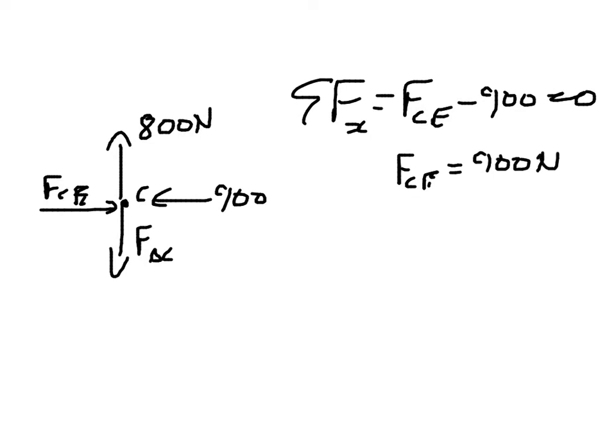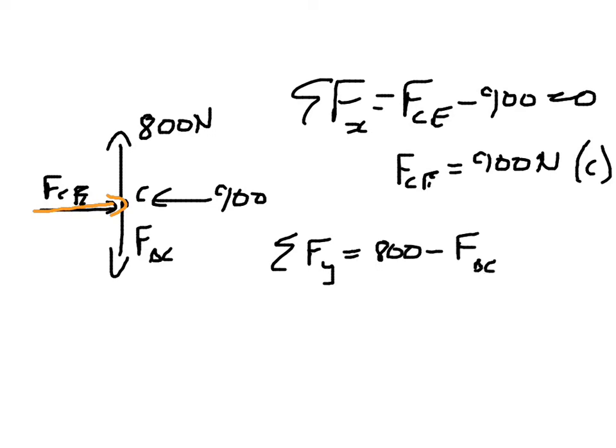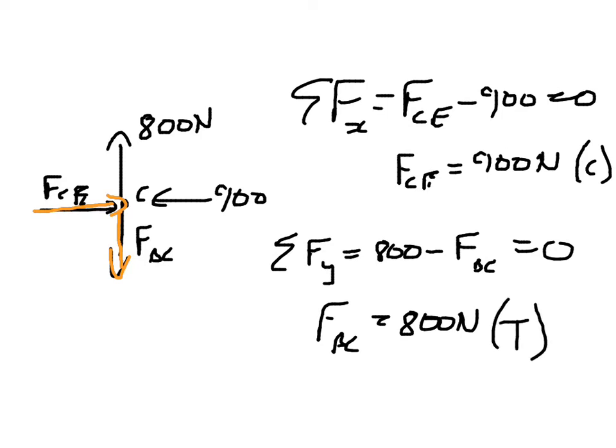And we've drawn that one in compression because it's pushing against the joint. Here it's being compressed against that joint. Similarly, forces in the y direction is going to be 800 minus FBC. So FBC has to equal 800. And we've drawn this member pulling away from the joint. If it's pulling away, it must be in tension. So it is in tension.